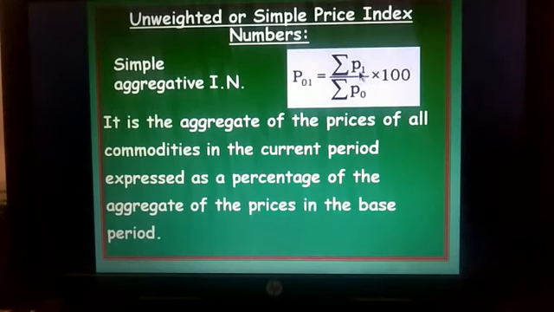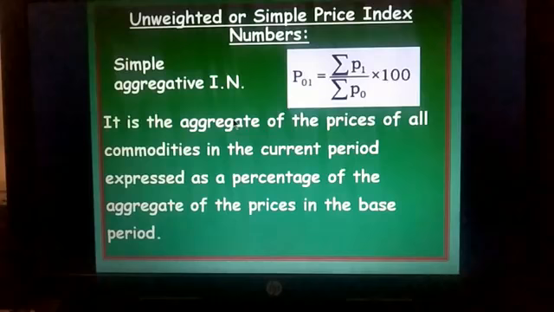What is P1? Price in current year. When different items are there, all those prices in the current year you are taking as a sum. That's why it is sum of P1 divided by sum of P0. So in this sense, this formula is defined here as a simple aggregative index number. It is the aggregate, since it is summation, of the prices of all commodities in the current period. Is it not?